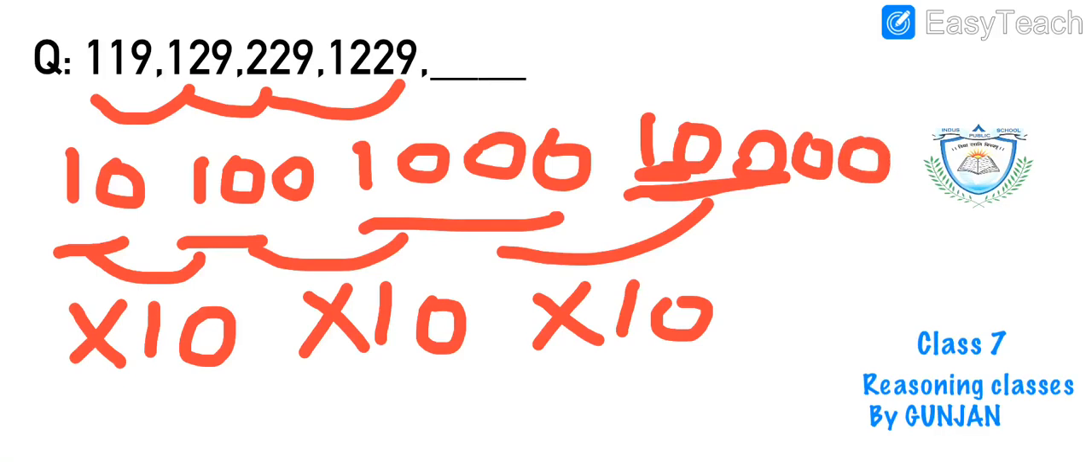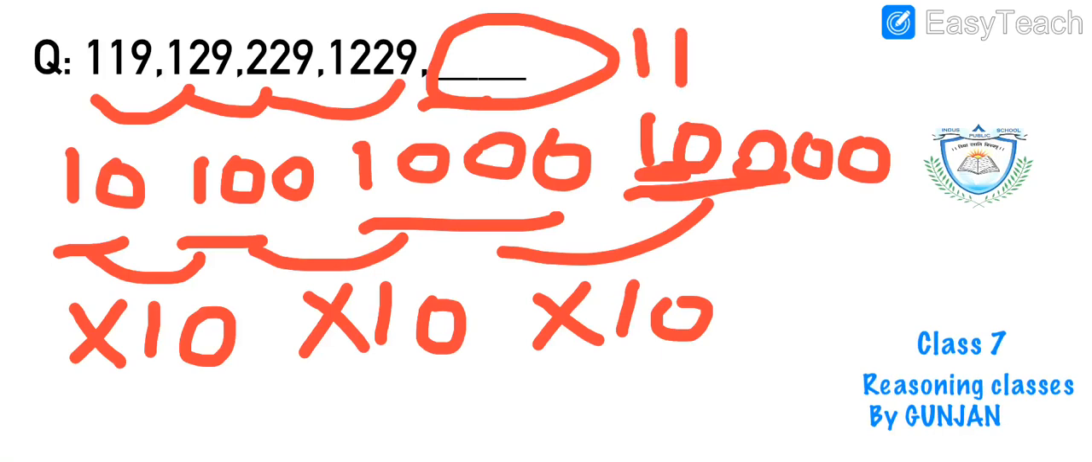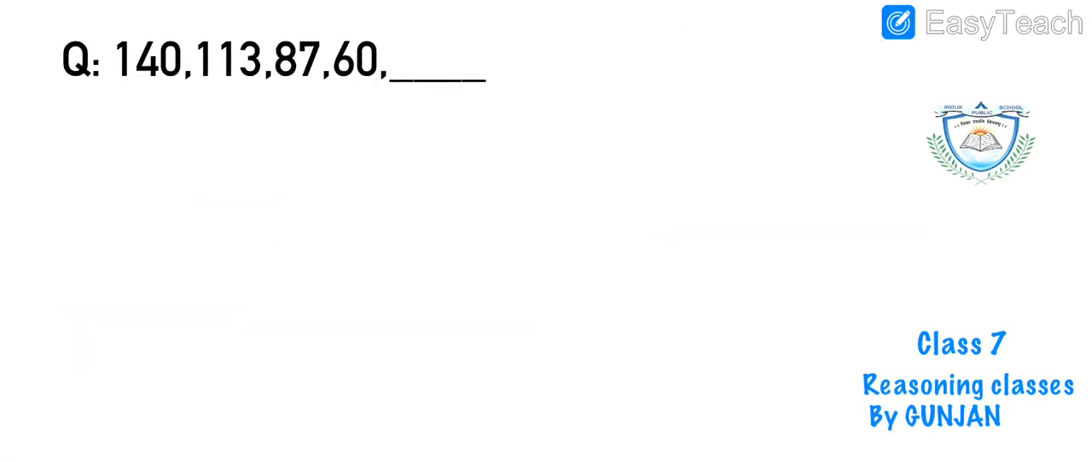And then it is very simple. In order to find out our answer, what do we need to do? We need to add 10,000 to 1,229, which will give us the answer as 11,229. Are you getting the questions? Are you liking the questions? Let's move ahead then. Now see, there is also another series where you will find this type of questions.